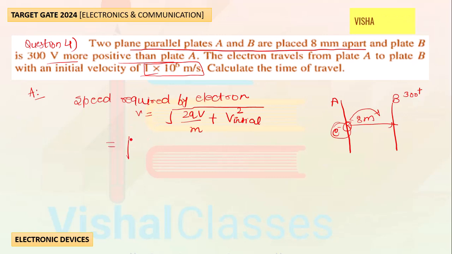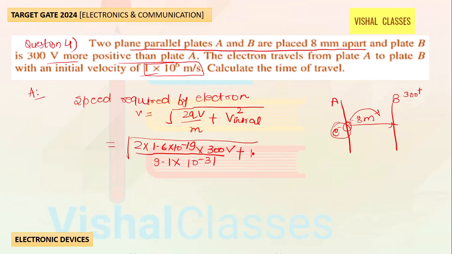When the electron travels from A to B having initial velocity, evaluate this value: 2 into 1.6 into 10 raised to power minus 19, and potential is given as 300 volt more positive, and mass 9.1 into 10 raised to power minus 31, plus 1 into 10 raised to power 6 squared. I have evaluated this already: 10.33 into 10 raised to power 6 meter per second.